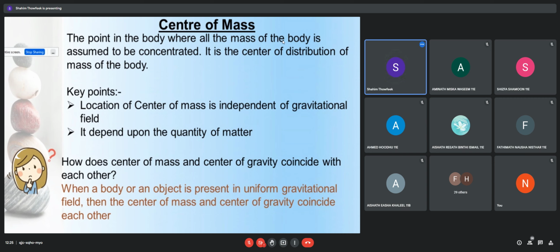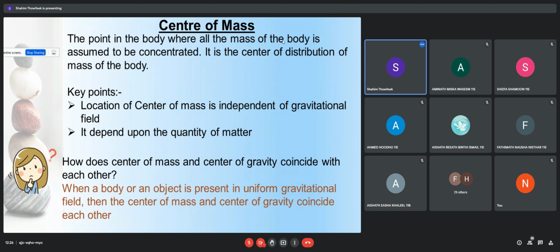So from center of mass, the mass of the object is uniformly distributed. Okay. Now, the location of center of mass is independent of gravitational field. This is a very important point, the difference between center of gravity and center of mass. Here, the location of center of mass is fixed. If we change the gravitational field strength, is center of mass changing or not? It is not changing because it is independent of gravitational field.